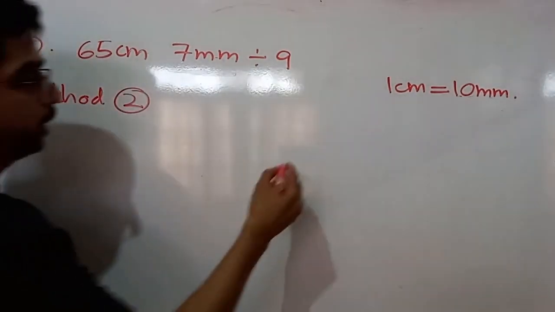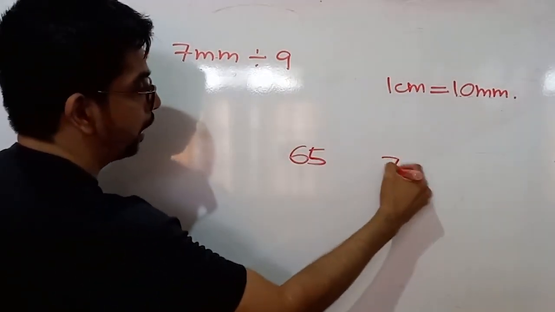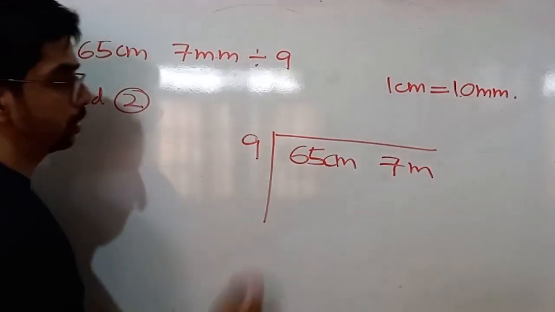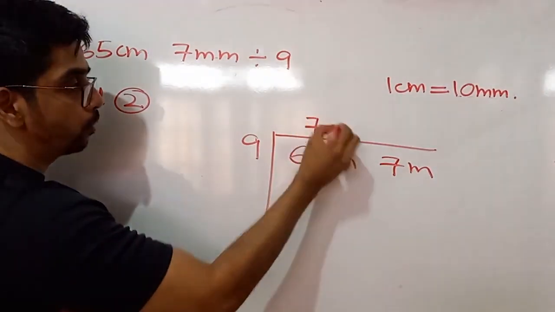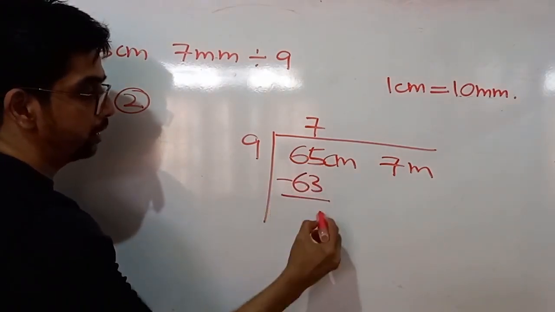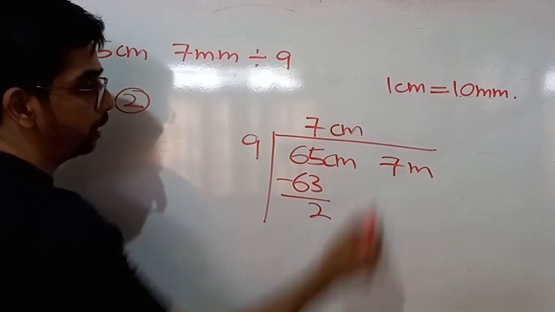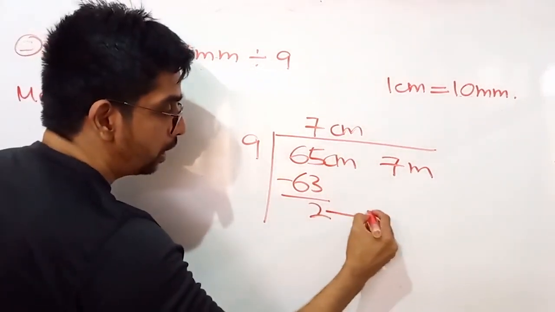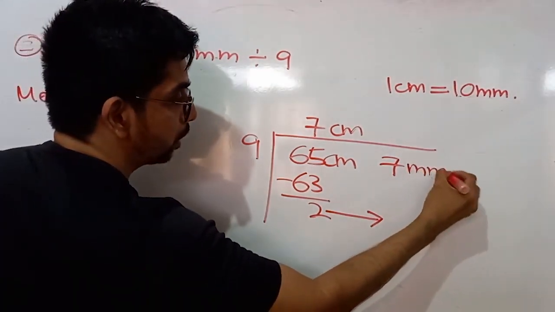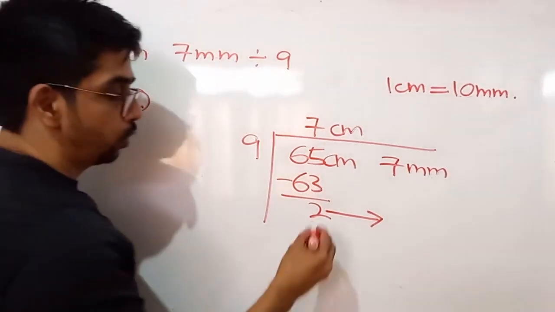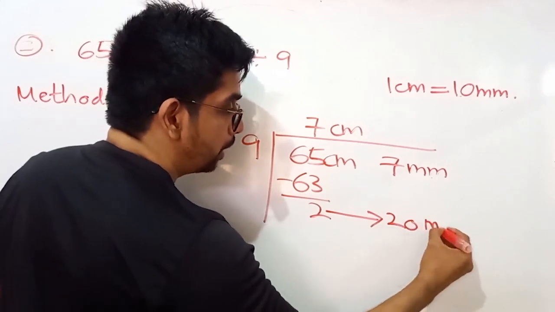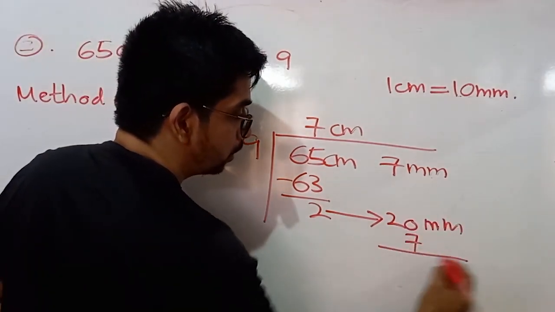Second method. So in that method, we get 65 centimeters and 7 millimeters. So we will divide this by 9. How many 9's are there in 65? We can go up to 7. 9 times 7 is 63. 65 minus 63, we get a 2. Don't forget, these are centimeters. Now we will give this to the millimeter side. So when 2 centimeters are given to the millimeter side, that becomes 20 millimeters. Now we can add the 7. So this becomes what?